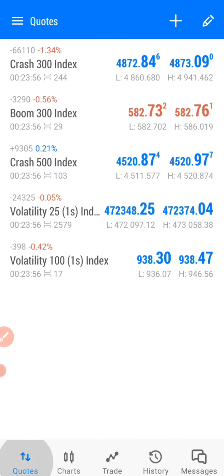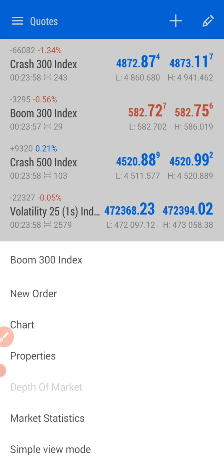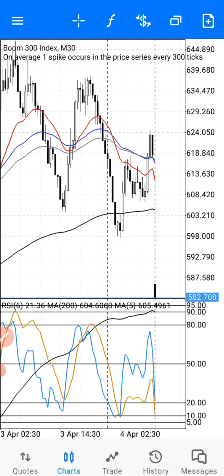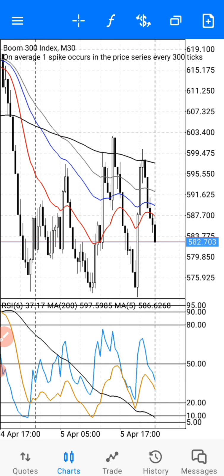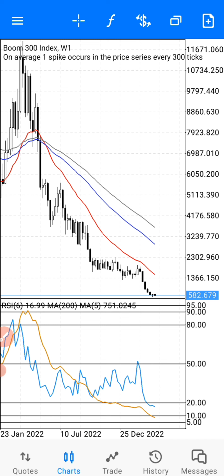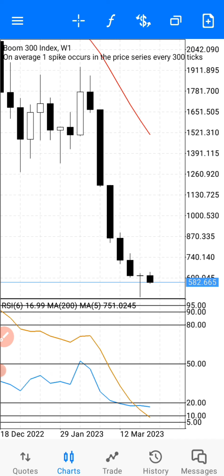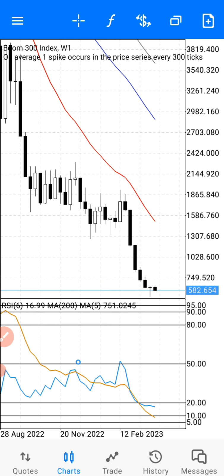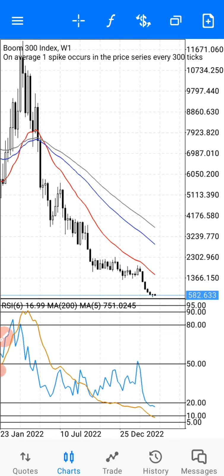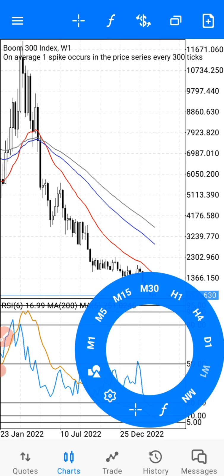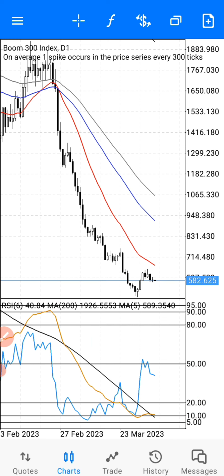Let me quickly go to 300. Let's check something on 300 if we can find anything. So what am I going to do first as a trader? I go to the weekly time frame. Coming to the weekly time frame, it's been selling, right? So we know that the overall flow of the market has been selling. So we come to daily. We can find that it is still selling. We're still seeing a sell structure here.